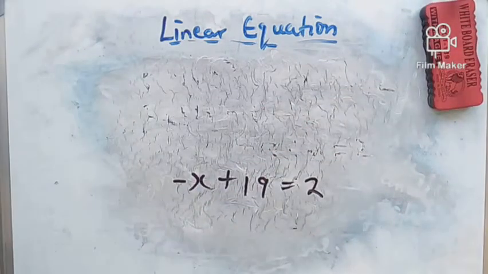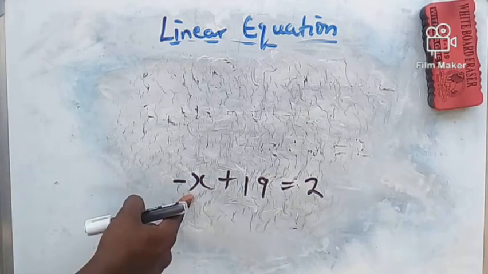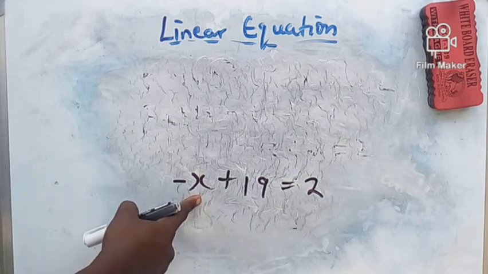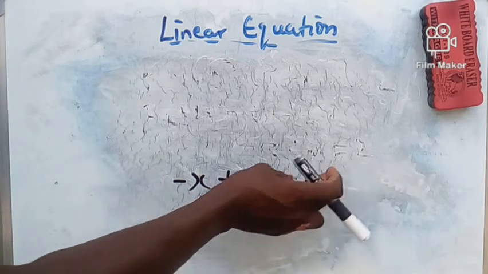So let's go ahead and solve. Having found this kind of problem, what do we do now? We need to make x stand alone. So the first thing we need to do is to do what? Remove 19, take it to the other side.